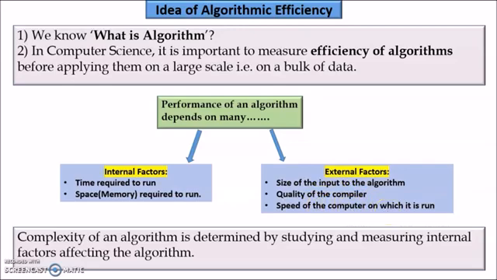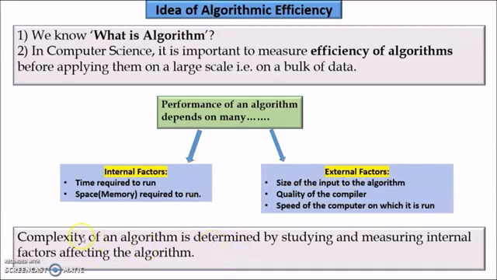Since external factors are controllable to some extent, mainly internal factors are studied and measured in order to determine the algorithm's efficiency, or you can say the complexity of algorithm. So what is this complexity of algorithm? Complexity of an algorithm is determined by studying and measuring internal factors affecting the algorithm. Okay, we are not going to take care of these external factors. We are going to see only the time and space.